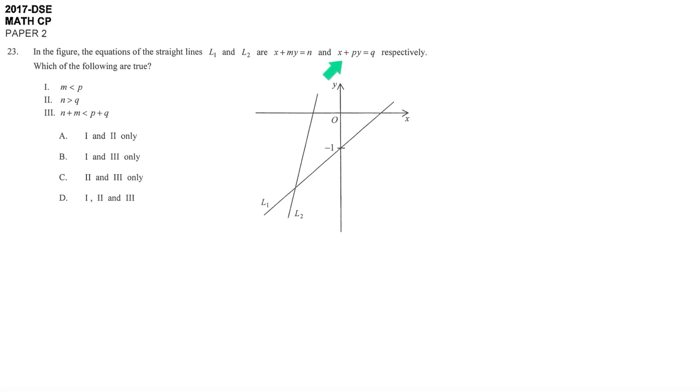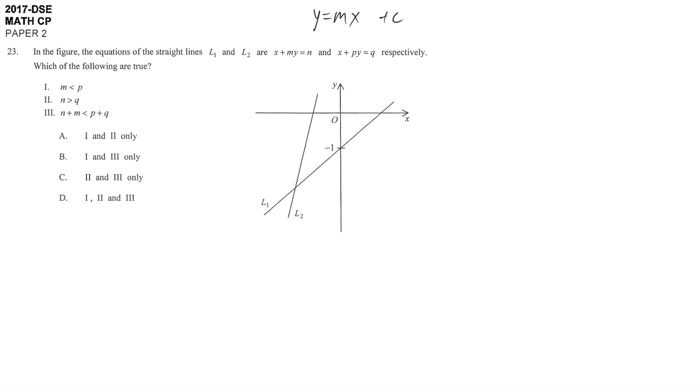A question about equation of straight line again, and then they tell you L1 and L2, and these are their corresponding formula. This format is not easy to read, so we try to change it to slope-intercept form. That means we change all of them to y equals mx plus c, this format.